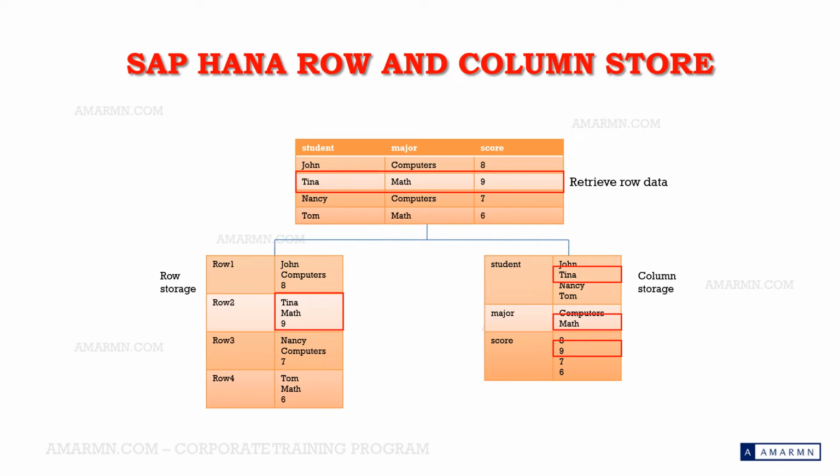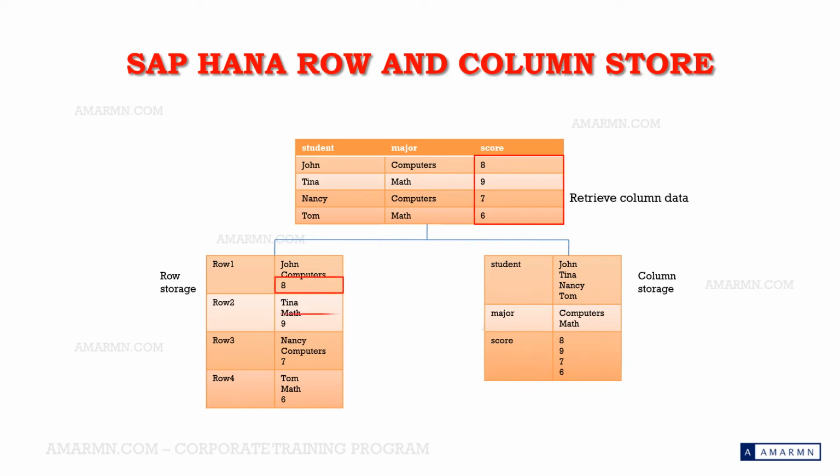Whereas to retrieve the same set of data in column store, the system has to traverse various memory locations belonging to different columns. On the other hand, if we want to retrieve score of all the students, then row store has to traverse through memory locations of different rows. Whereas in the case of column store, retrieving this data becomes very quick. Row store is still needed to support transaction processing where all columns need to be retrieved.